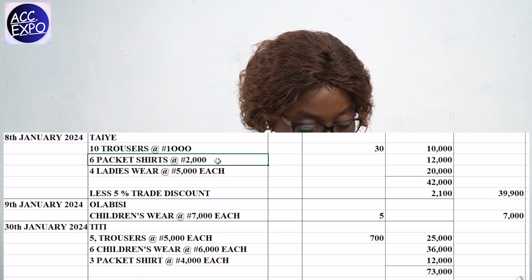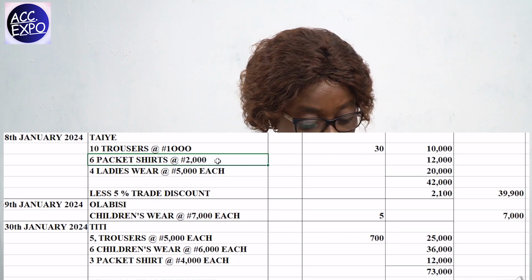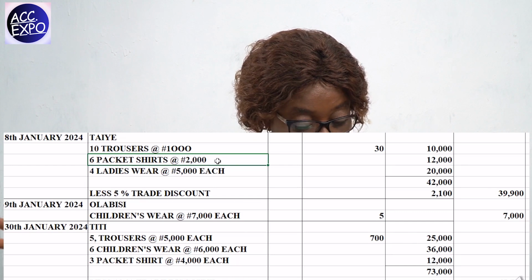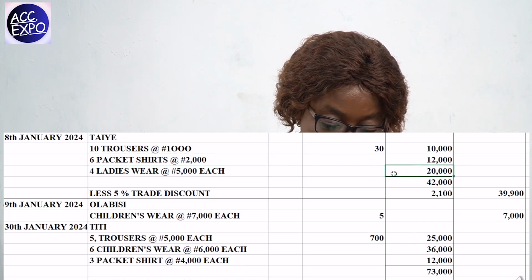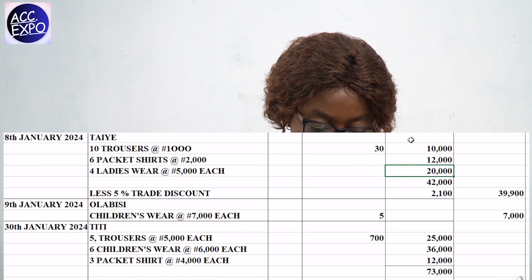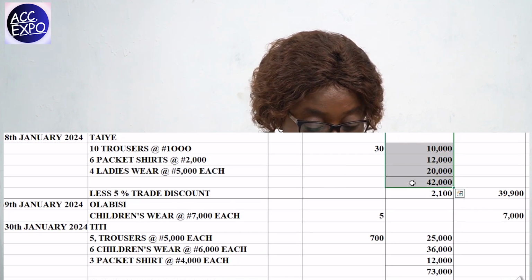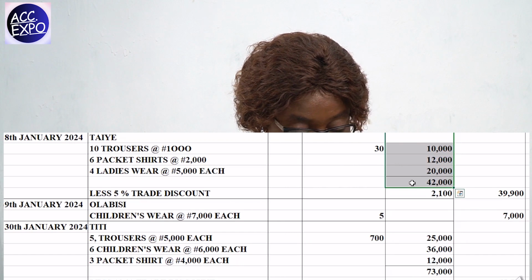Then 4 ladies wears at 5,000 naira each. When we multiply, it will give us 20,000 naira. The sum total of the items bought, all the items bought from Taye, is 42,000 naira.